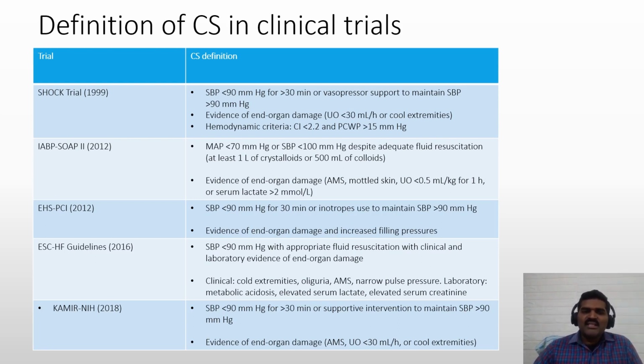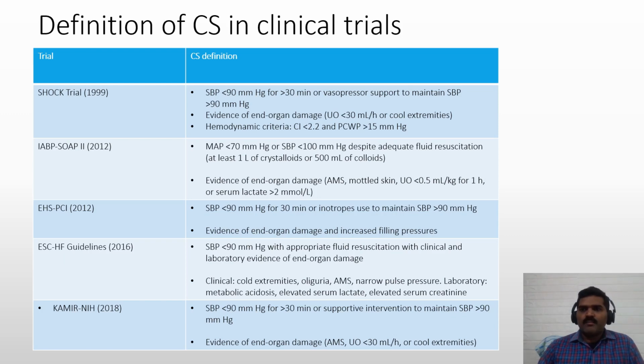The NIH trial done in 2018: SBP less than 90 millimeters of mercury for greater than 30 minutes, or supportive intervention to maintain SBP greater than 90 millimeters of mercury. The evidence of end organ damage in the form of acutely altered mental status and urine output less than 30 ml per hour with cool extremities.